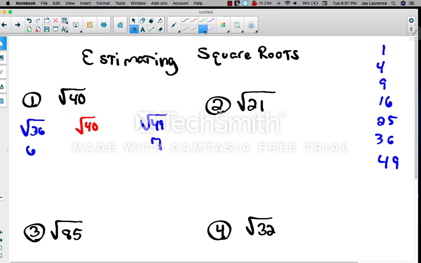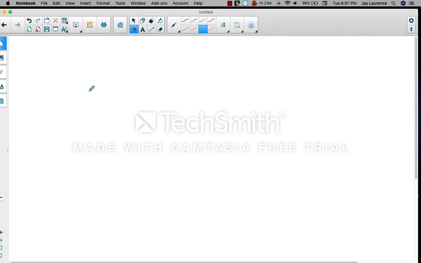All right, now I'm going to estimate. I know my whole number is going to be 6. I'm going to get 6 in some fraction. How far apart are these numbers? Well, they're 4 apart. How far apart are these numbers? They're 13 apart. So that means a good estimation of the square root of 40 would be 6 and 4/13. Now, to get the decimal to the nearest tenth, I'm going to have to do some long division. So I'm going to do 4 divided by 13.